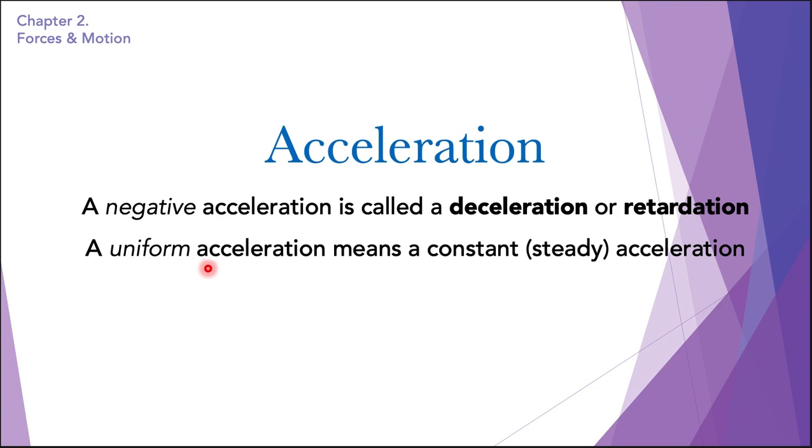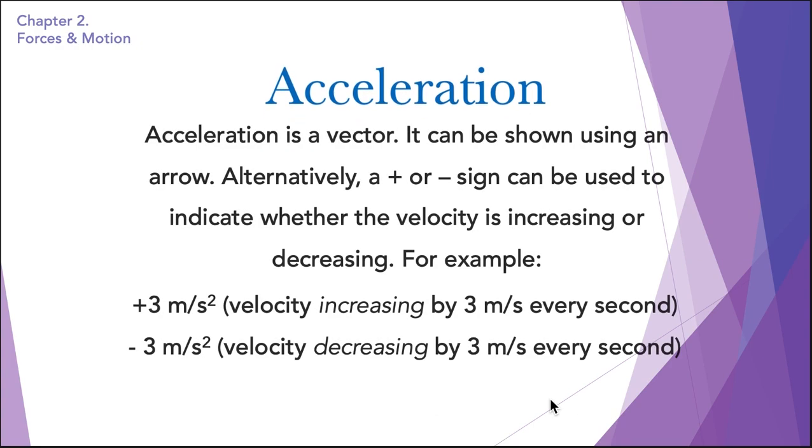A uniform acceleration means a constant acceleration, which means that the rate at which the object is accelerating is constant. Say for example, it is accelerating by 3 meters per second every second. So the velocity is increasing by 3 meters per second every second. So the acceleration is constant if it is increasing by 3 meters per second every second.